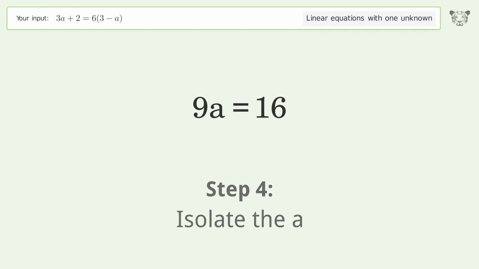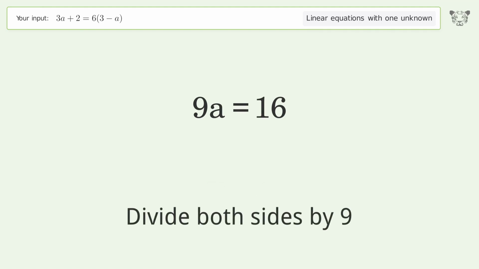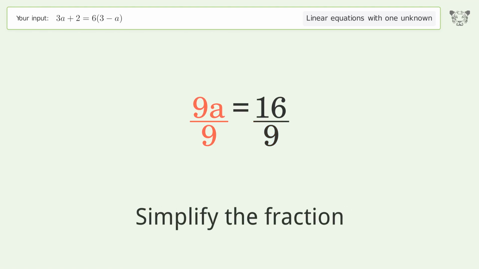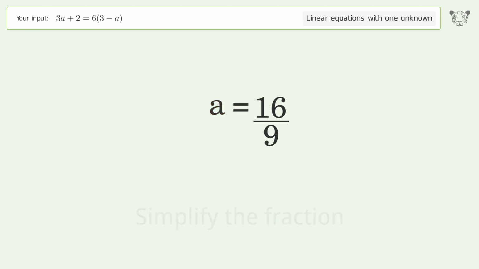Isolate the a. Divide both sides by 9. Simplify the fraction. And so the final result is a equals 16/9.